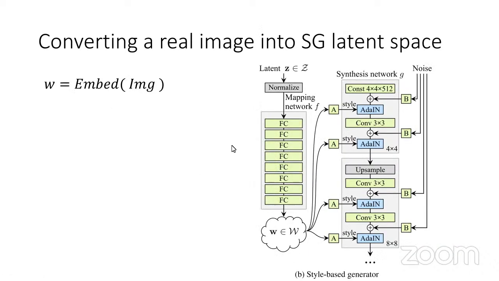So what operations can be performed? One fundamental operation is taking an RGB image and converting it back to a W code. So we want to have some operation that can do what I call embedding here. There are two ways to do this. One is optimization-based, and one is encoder-based. That is, you train a network architecture that takes an image as input and then outputs a W code.